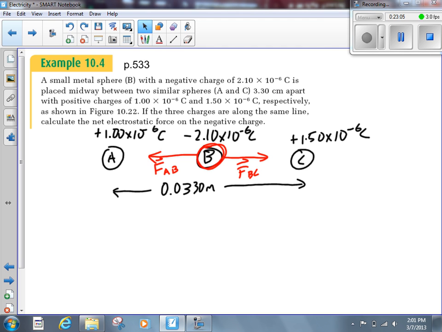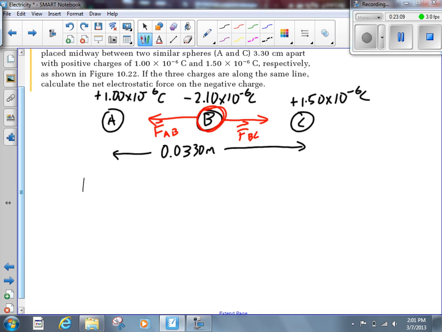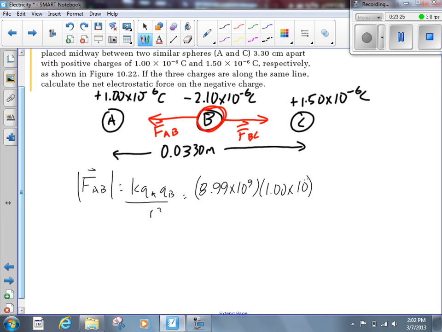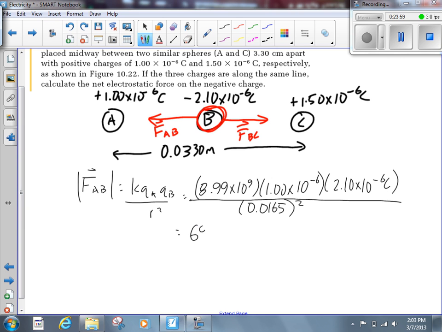Now let's get the values of those forces. The force of A on B is equal to kQAQB over r squared. 8.99 times 10 to the 9 times QA, which is 1.00 times 10 to the minus 6. What's the value of QB? 2.10 times 10 to the minus 6. Remember, we're dropping the sign of the charge there. So it's negative 2.10, but we never plug that negative into an equation. The distance r is 0.0165. Good, because we want the distance between A and B, not between A and C. Somebody have the value of that force? We get 69.34 newtons for that.